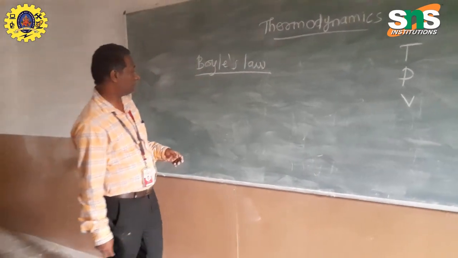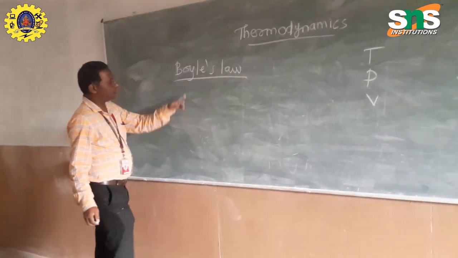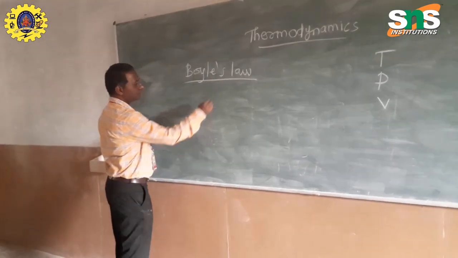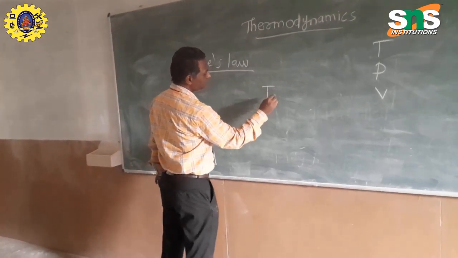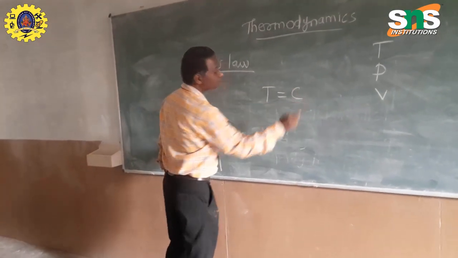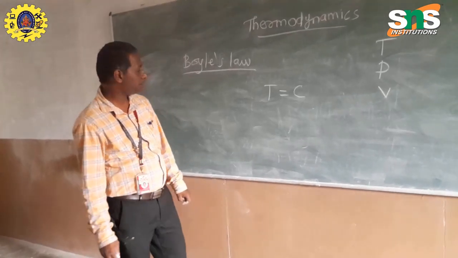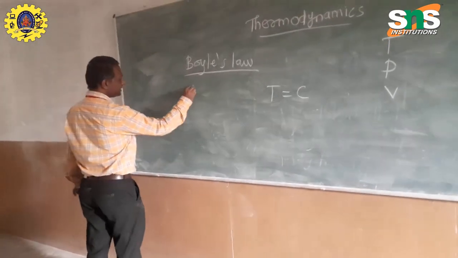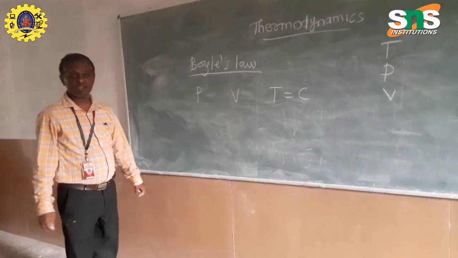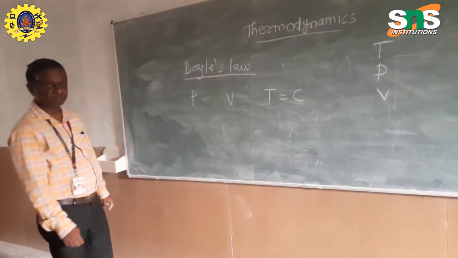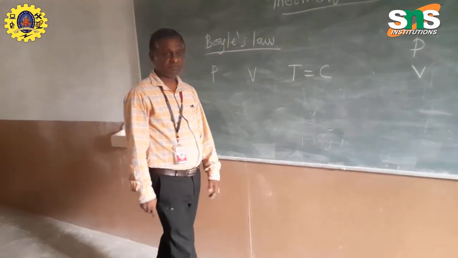Now we have three thermodynamic properties. Under Boyle's law, we keep the temperature constant. So what about the other parameters? Two parameters are there: pressure and volume. What happens? Generally, pressure increases.